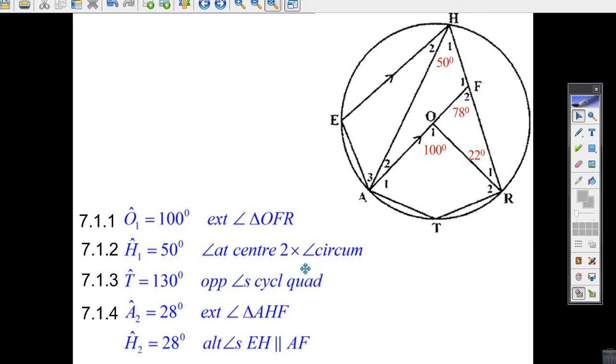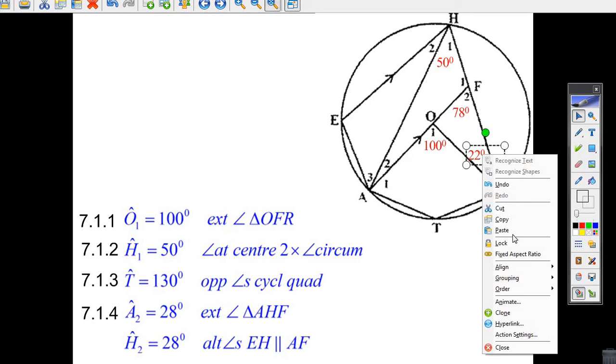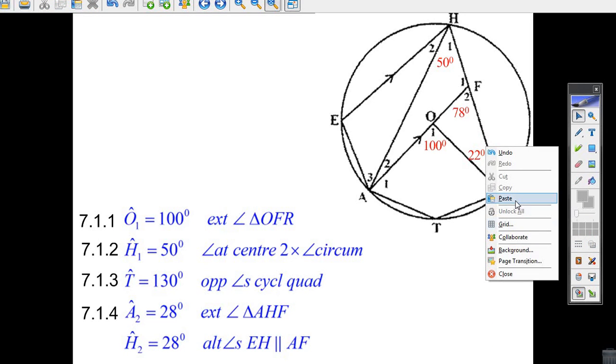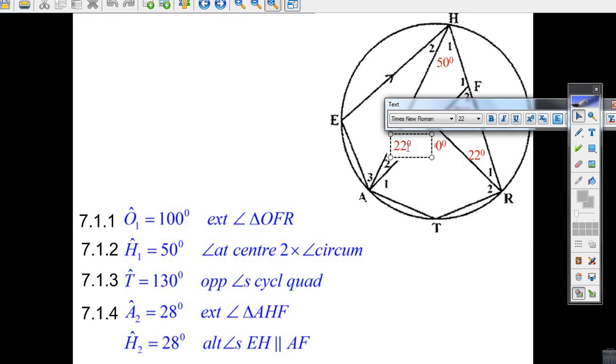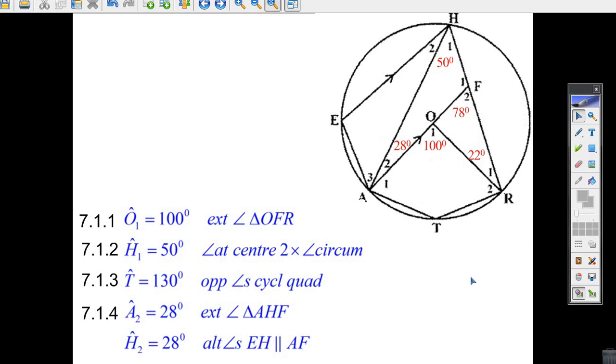Now the next question. We know that this angle here, F2, is the exterior angle of triangle AHF. And that's how we can figure out A2, which is 28 degrees. So there we go. We can get that. That's 28 degrees right there. That's going to help us get the next thing, which is H2. In fact, that's what they are on about.